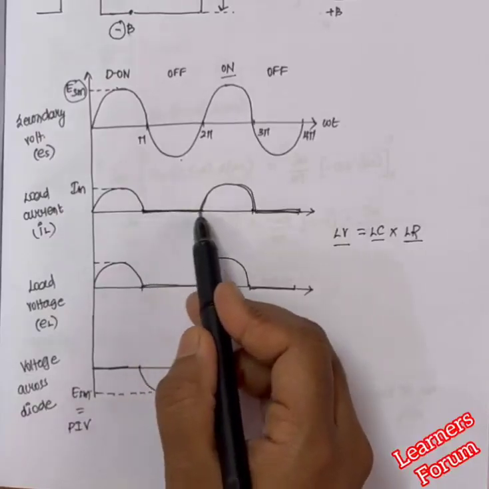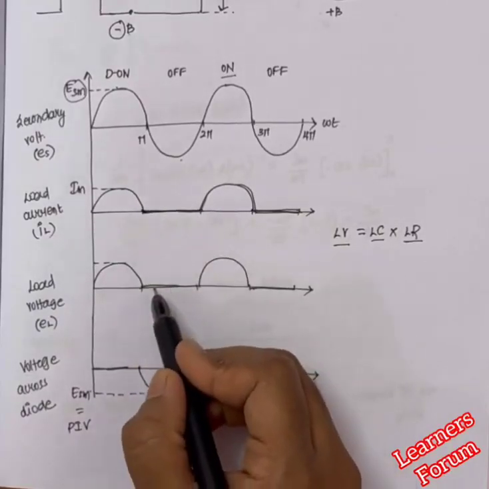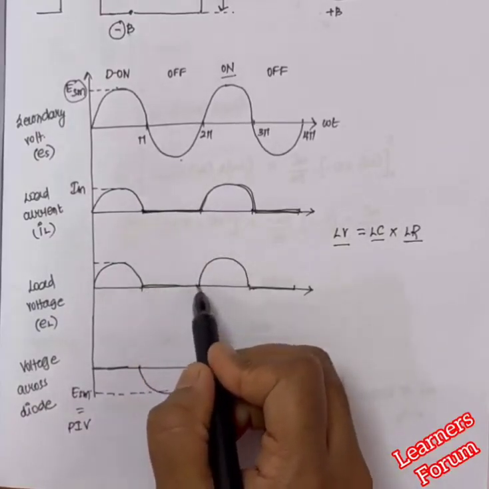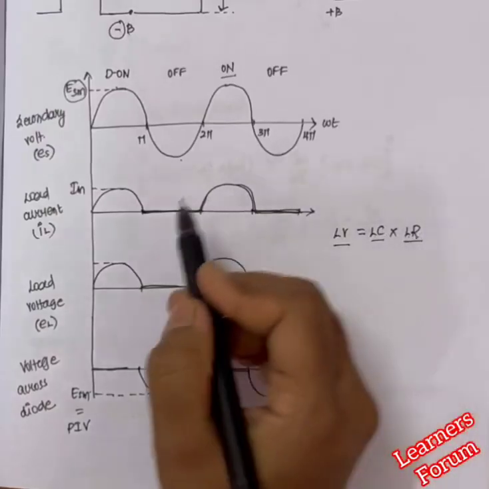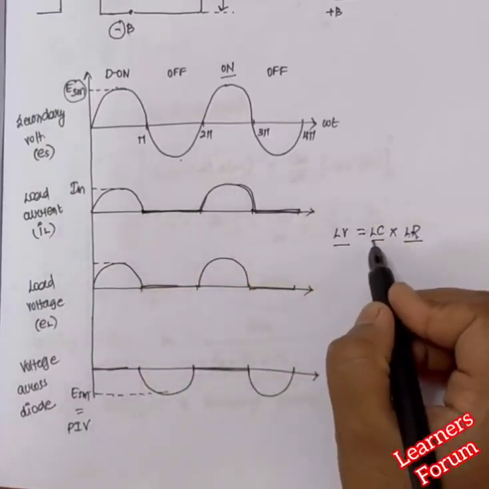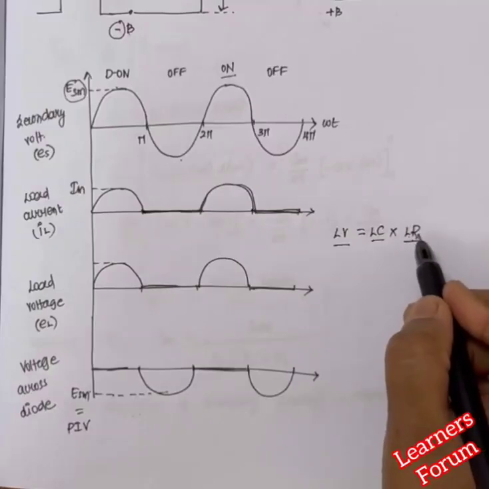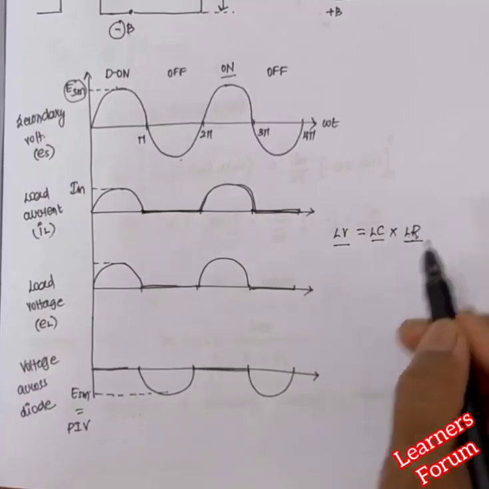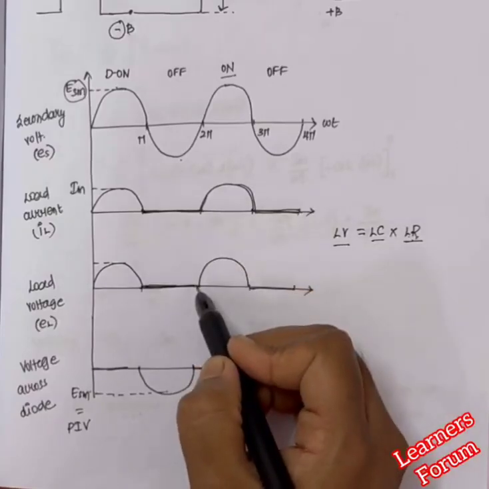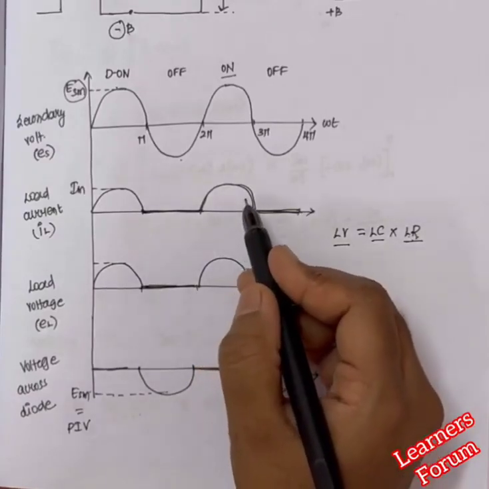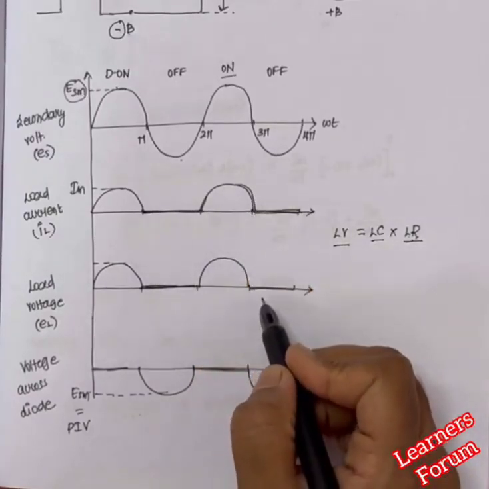So here it is 0. For the second half of the cycle, again the load voltage also will be 0, because even if the value of load resistance is finite, the load current is 0. So 0 multiplied with any finite value of load resistance will again be 0. So we will have the same waveform as the load current also. So this is the waveform for load current, and this is for load voltage.